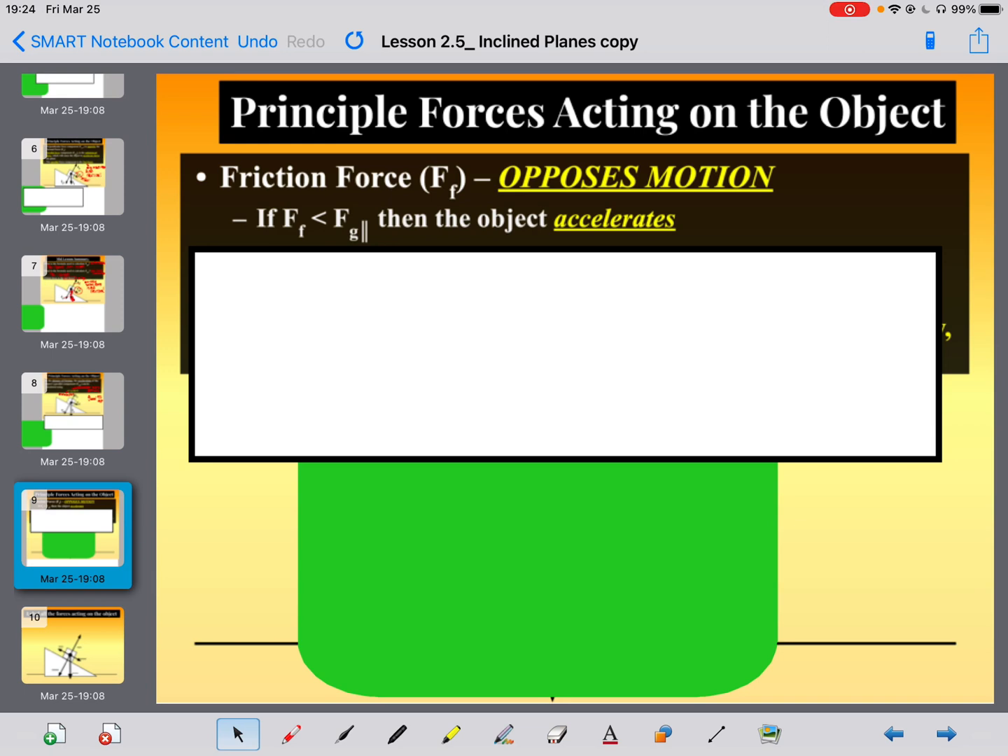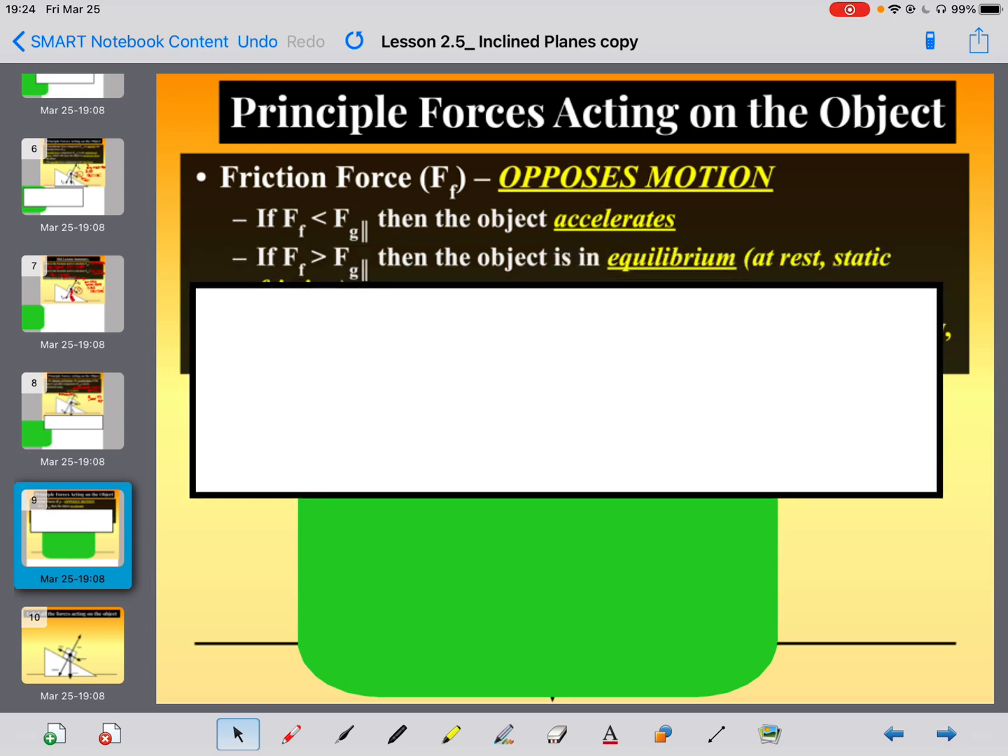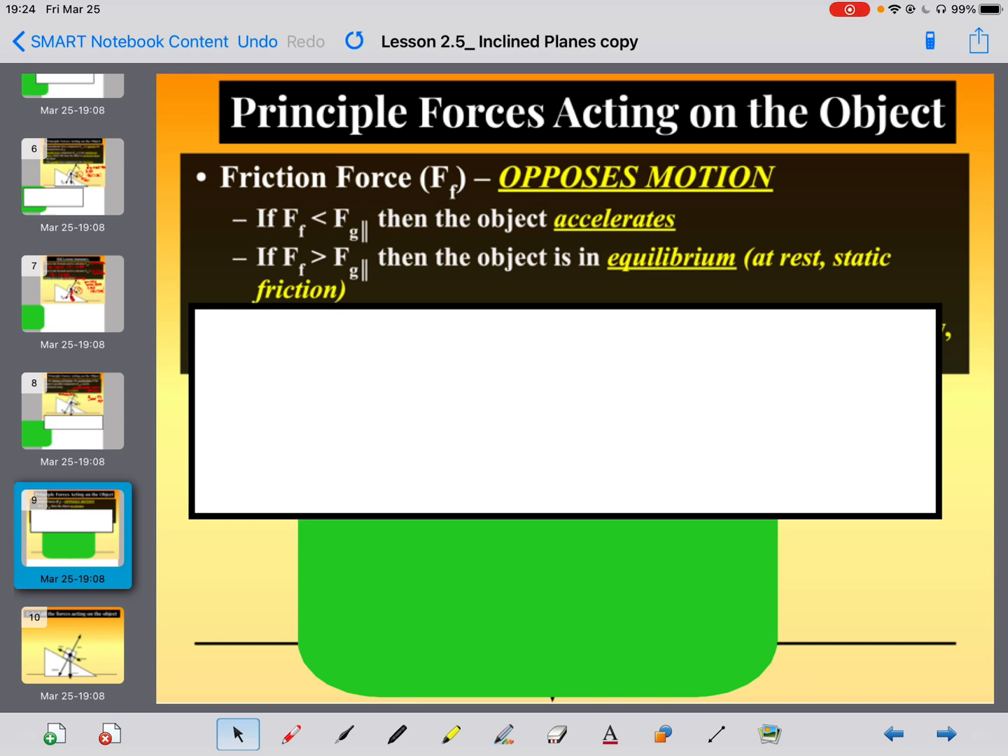Okay? The next type of situation is if the force of friction is greater than the force of gravity parallel, our object is going to be in equilibrium, but it's going to be at rest. Okay, and this is going to be where it's experiencing static friction. If my object has a bigger frictional force, that is what's helping to keep it up on the inclined plane.